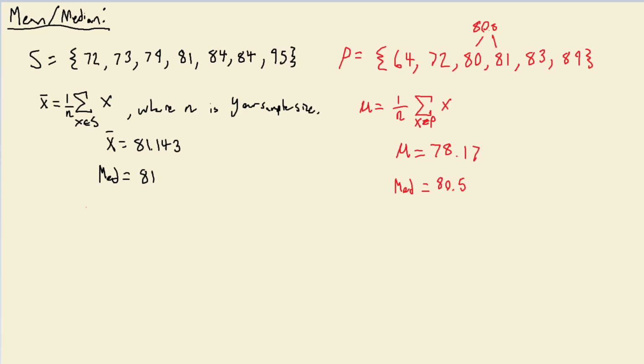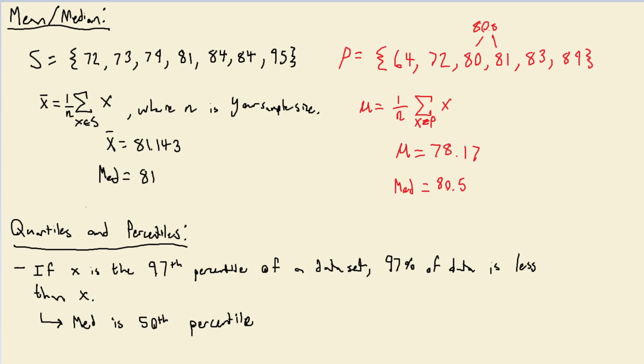So just to introduce a little bit more vocabulary here: quartiles and percentiles. If X is the 97th percentile of a data set, for example, then what that means is that 97% of the data in that data set is going to be less than that X data point. By definition, then, this means that the median is the same thing as the 50th percentile of the data set, just like we saw in this example with the population, where 50% of the data lies below this median.